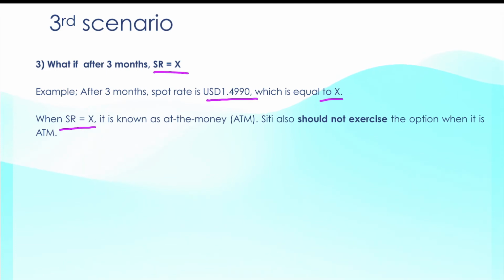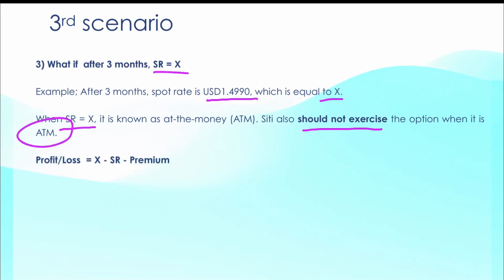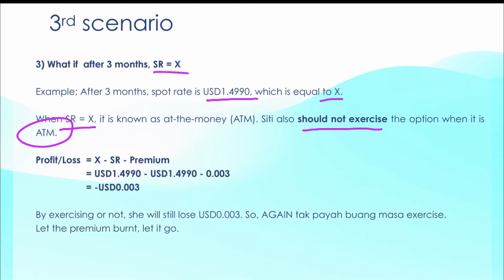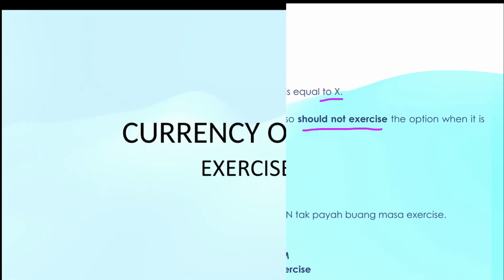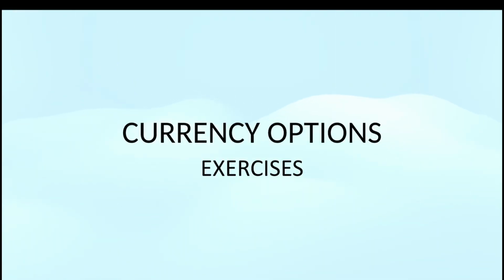Citi also should not exercise the option when it is ATM, and she will lose the price of the premium. By exercising or not, she will still lose 0.003. So again, no need to waste time exercising, let the premium burn. Let it go. So, ATM, do not exercise. Let's do some exercises to help you understand more.